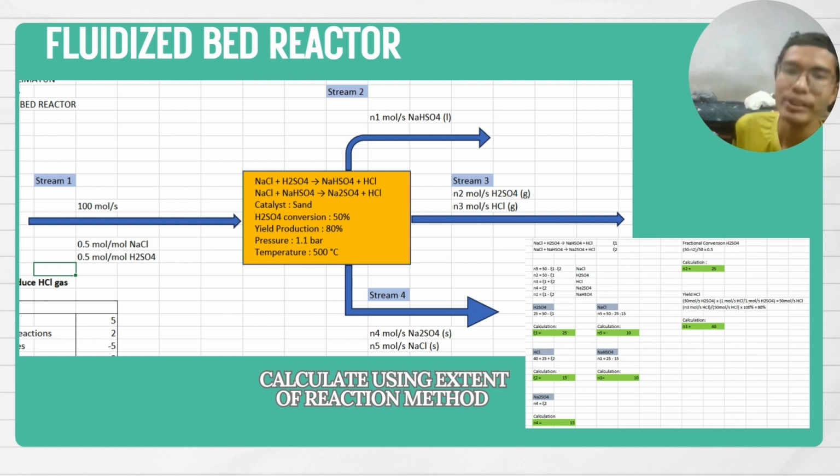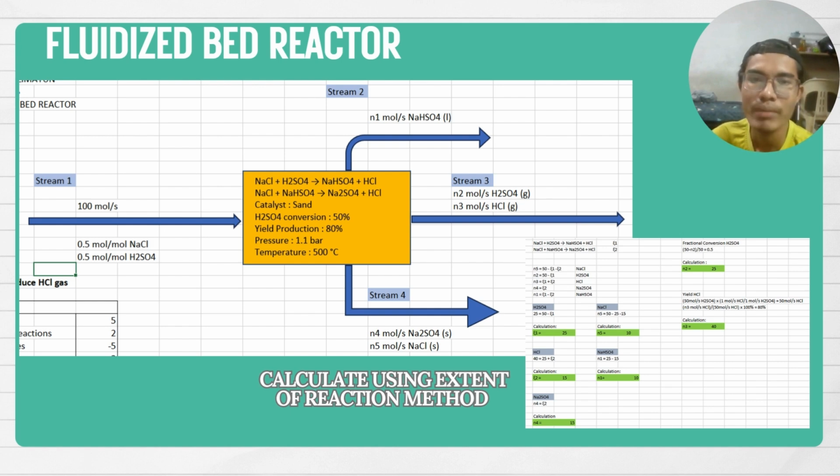The basis we use is 100 mol per second. For the input stream, as you can see here, the input consists of 0.5 mol fraction NaCl and 0.5 mol fraction H2SO4. Because we use the basis of 100, the molar flow rate for NaCl and H2SO4 is both 50.